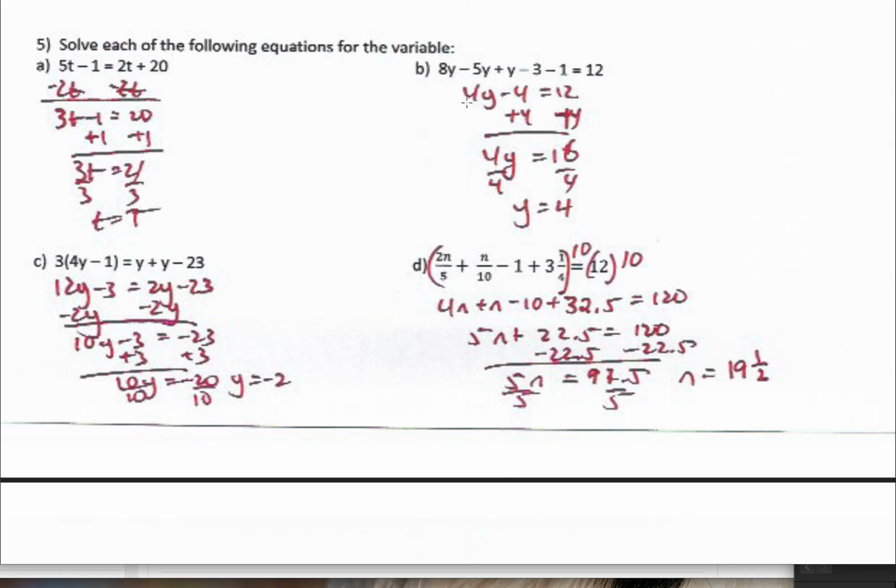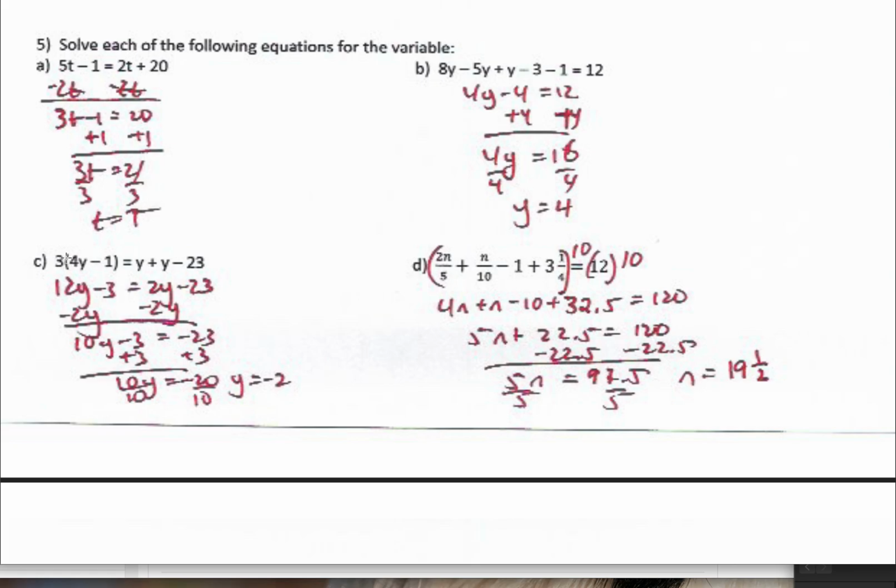Here on letter B, this is a same side, same operation. So I get all my y's together, and 8y's minus 5y's is 3y's, plus another y is 4y. And I also get my numbers together. -3 and -1 make -4. So 4y minus 4 is 12. Add 4 to both sides. 4y is 16. My dog is playing with a squeaky toy. Divide both sides by 4. Y equals 4.